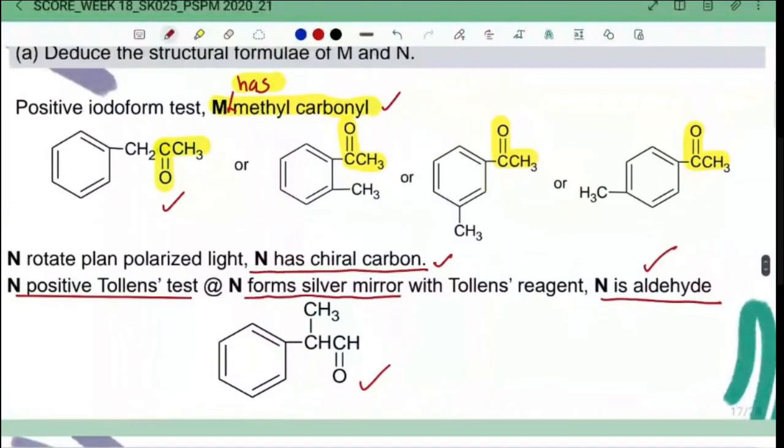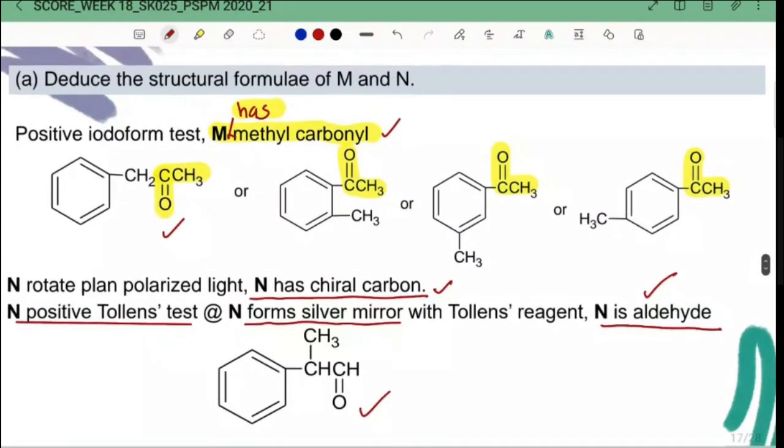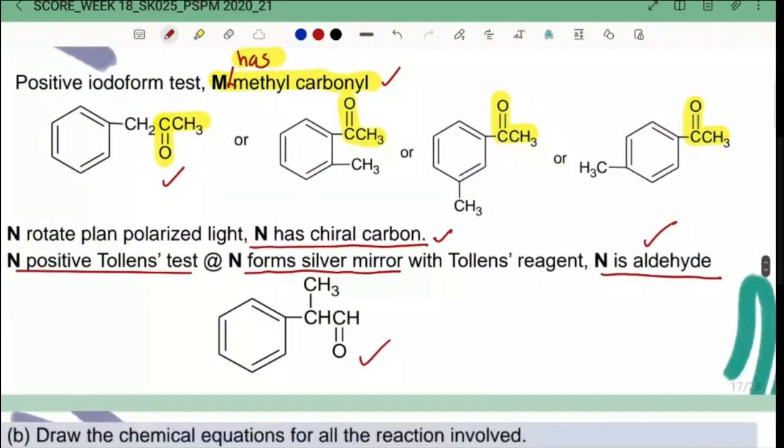Okay, lebih kurang lah. So, saya dapat check 6 je. 1, 2, 3, 4, 5. 1, 2, 3, 4, 5, 6. Okay, so mana-mana structure of M and then N memang ada satu structure je. Okay, we have the chirals ni.